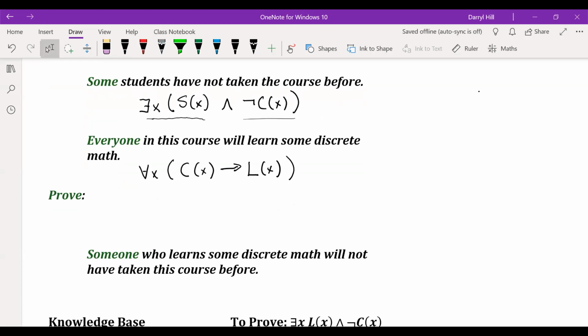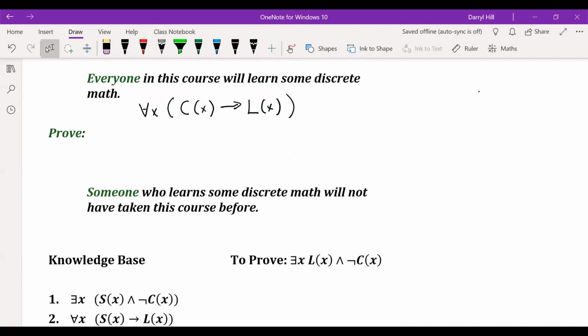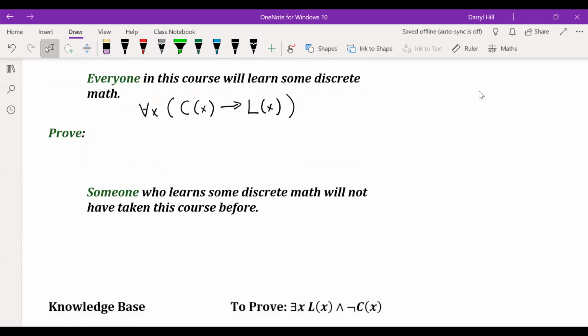And then what we want to prove is that someone who learns discrete math will not have taken the course before. So which quantifier again? Someone? Exists, yeah, there exists x. Yes.